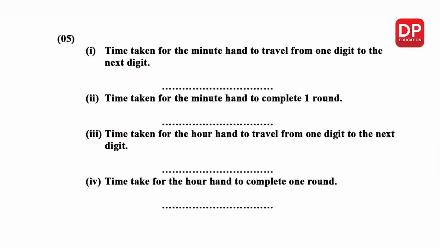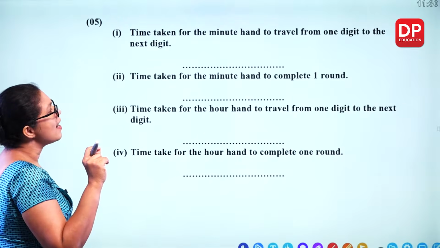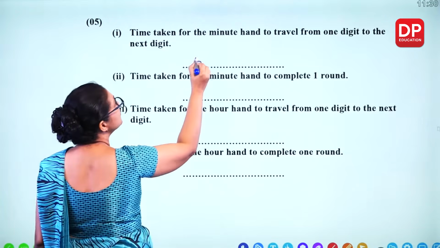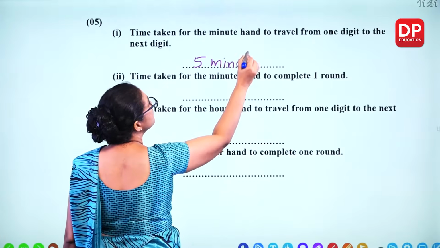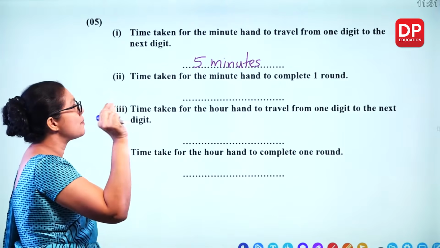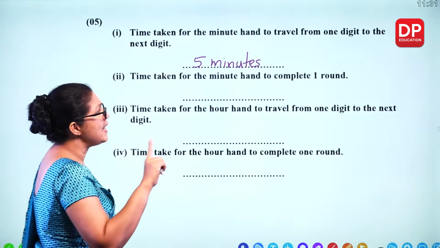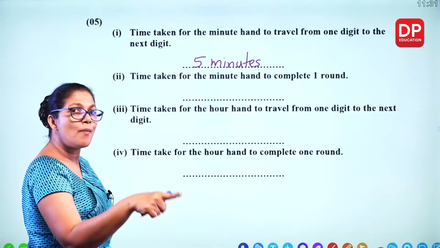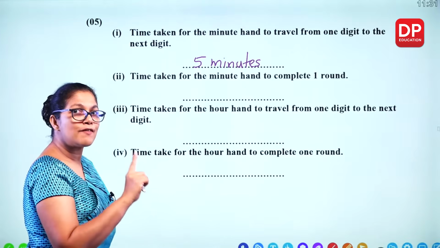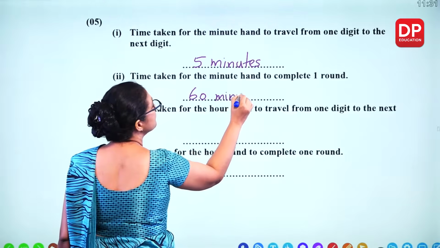Time taken for the minute hand to travel from one digit to the next digit. So this is minute hand. So how many minutes are there? 5 minutes. 1 to 2 or 2 to 3, you get 5 spaces. So 5 minutes are there. Time taken for the minute hand to complete 1 round. So how many numbers are there? 12. 12 times 5, you get 60 minutes.